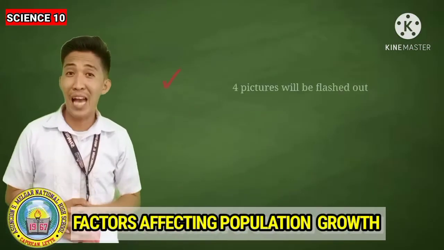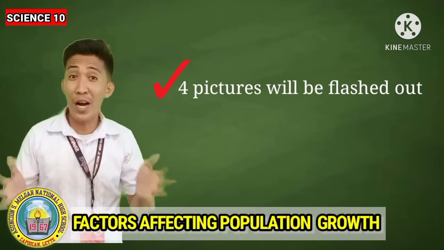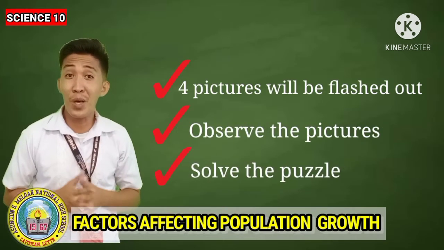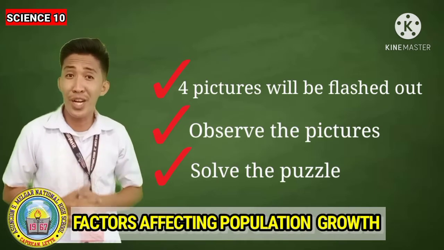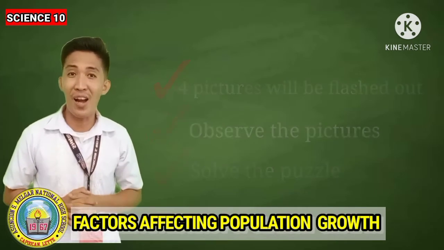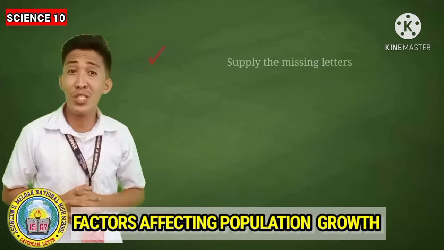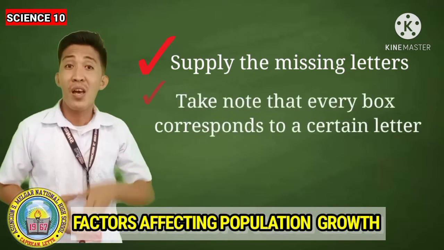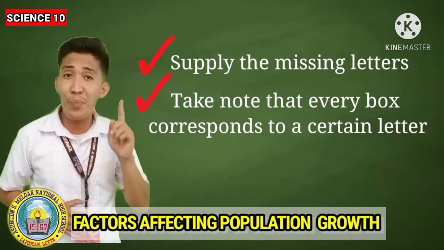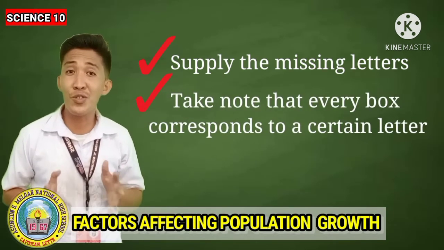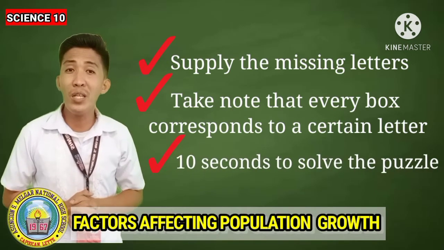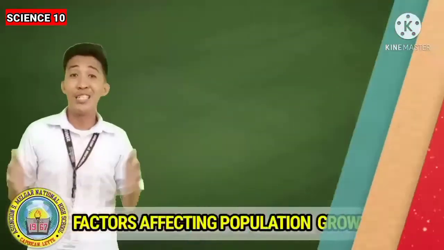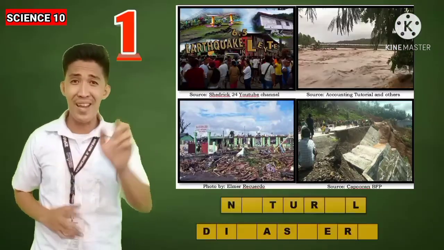I will be flashing 4 pictures. What you will need to do is observe the pictures and solve the puzzle by working out what the word or words are. To solve the puzzle, you will supply the missing letters below the pictures. Take note that every box corresponds to a certain letter, and you will only be given 10 seconds to solve the puzzle. Let us have puzzle number 1.